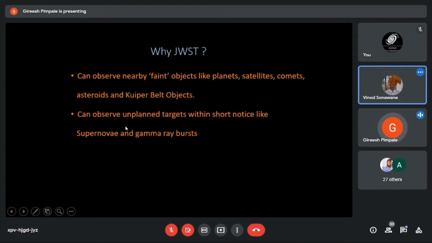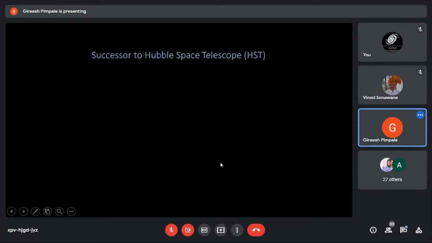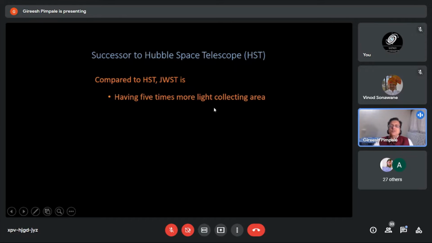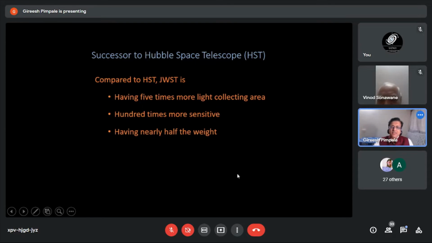Okay. So we can observe unplanned targets at short notice, like supernova explosions and gamma ray bursts. Then I told you that it is the successor to the Hubble Space Telescope. Compared to Hubble, Webb has 5 times more light collecting area, it is 100 times more sensitive, its weight is half, 50%, and it is designed to cover the entire infrared range.